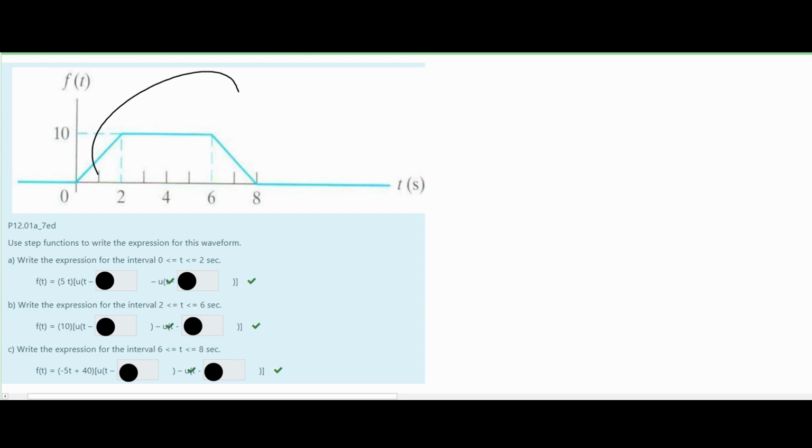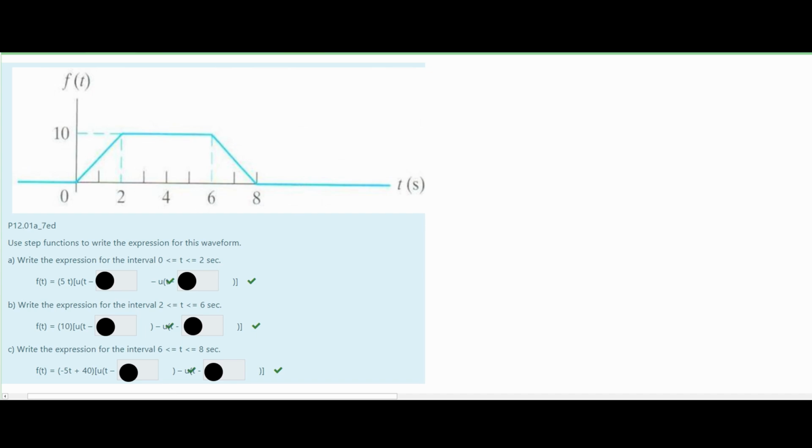In this problem, we are given the following diagram here. We need to use the step functions to write the expressions for our waveform. So this represents a waveform. And then we are given intervals here for A, B, and C, different intervals, and we need to write them.